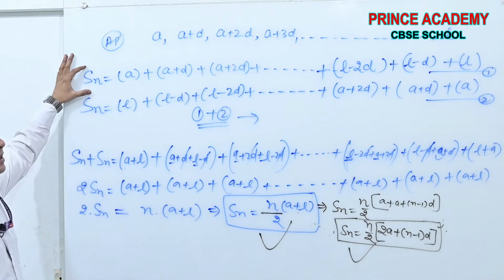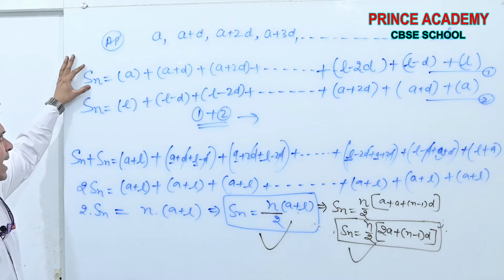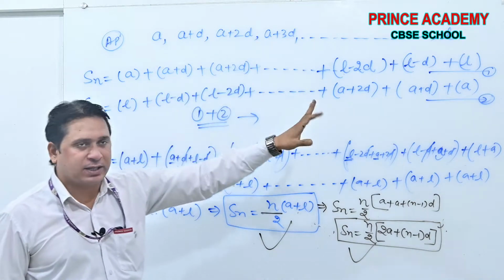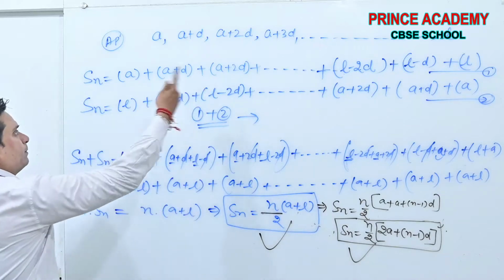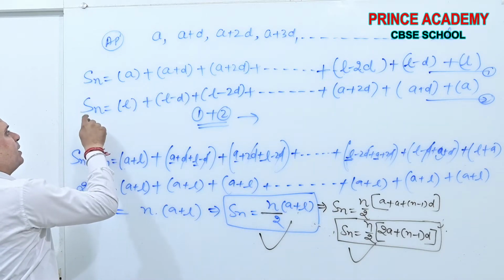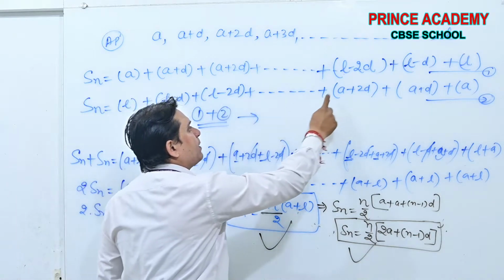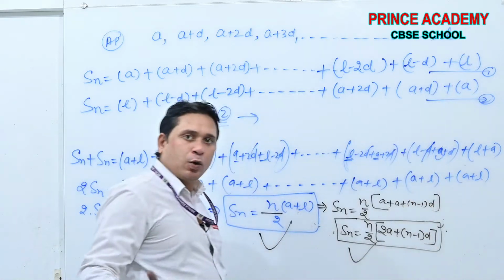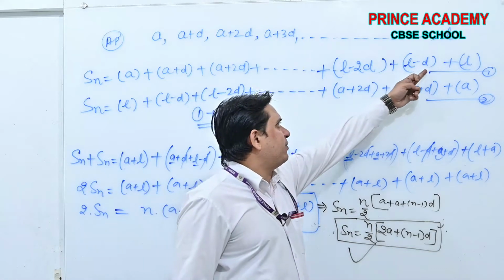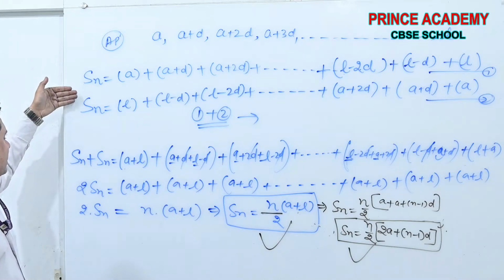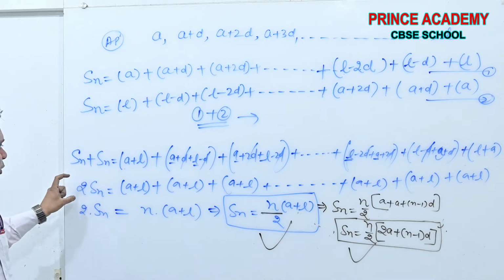We can write Sn like this. Then we change the position, first became last and last became first. In this way, Sn can also be written as L plus L minus D plus L minus 2D and so on, up to A plus 2D plus A. This is equation 1. When we add the two equations, left hand side plus left hand side, Sn plus Sn, 2Sn.